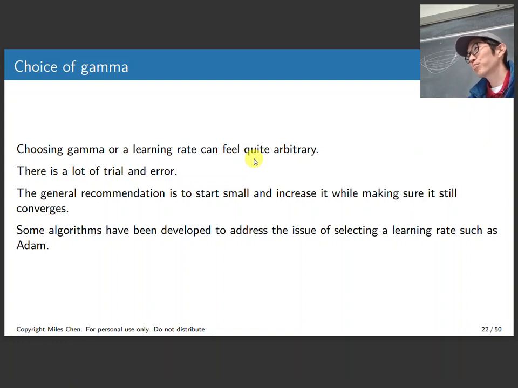If it looks stable and working, then you bump it up, and you try to keep bumping it up so that you can still converge, but it doesn't explode, because you want it to go a little bit faster, but you don't want it to break. There are different algorithms. We're not going to cover them. They're a little bit beyond the scope of this class. One of them is called Adam.